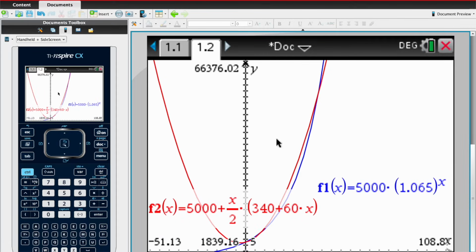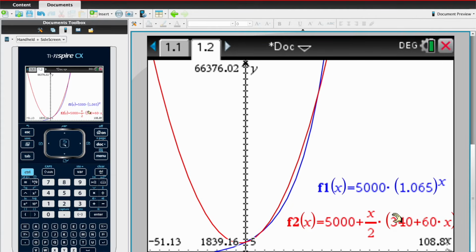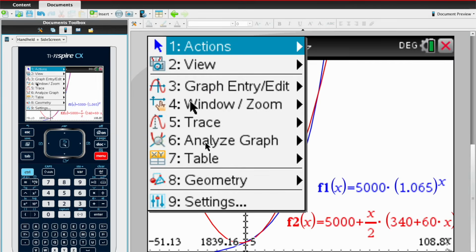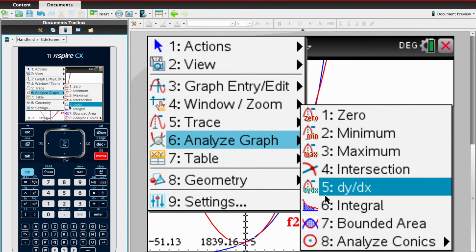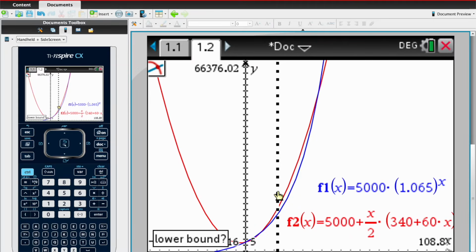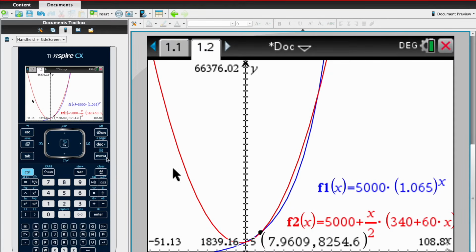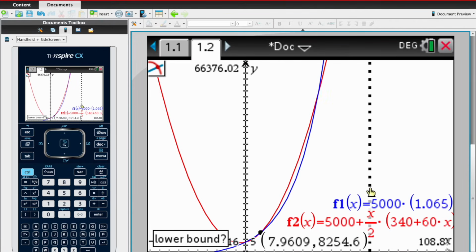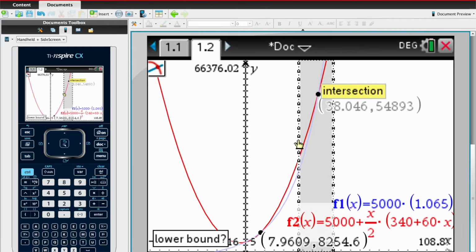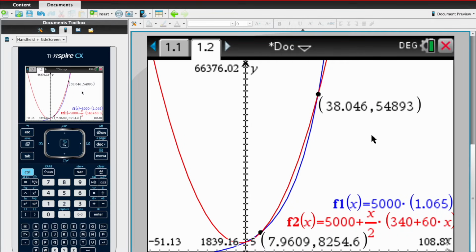And then there's another point in which account 2 overtakes. So this will link to those amounts that we found with nsolve. So I'm going to analyze graph and find the intersections. This is going to be that 7.96 that we found. Analyze graph, intersection, and this is 38.04.